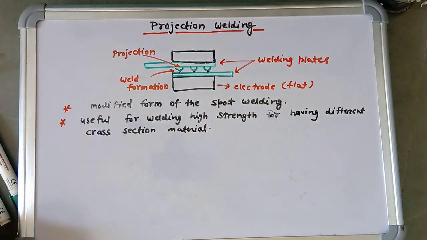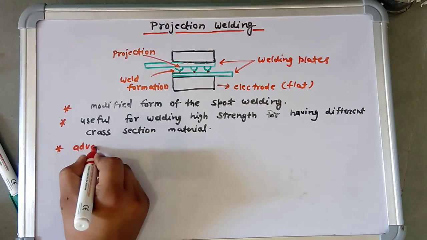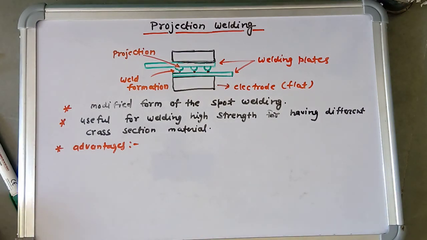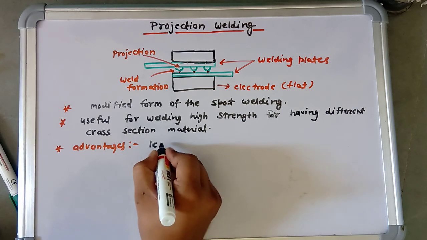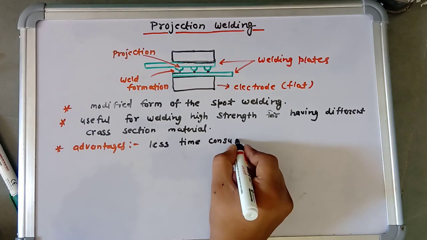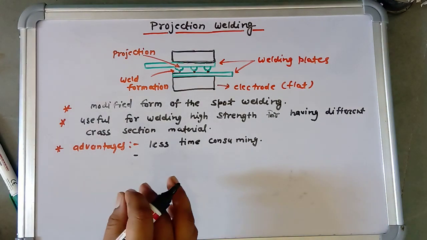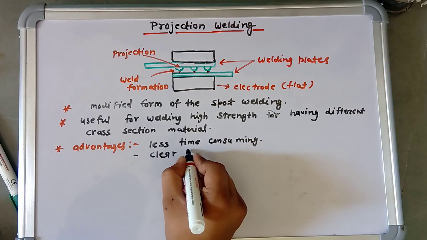Now we will discuss its advantages and the disadvantages. The advantages of projection welding: the first one is that more than one spot can be welded at one time, so we can say that this is less time consuming. Proper heat balance can be obtained easily, so we can say that it is a clean welding process.